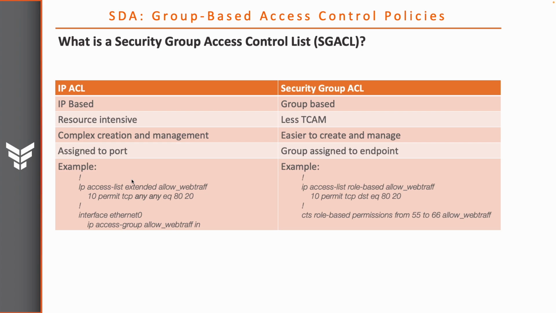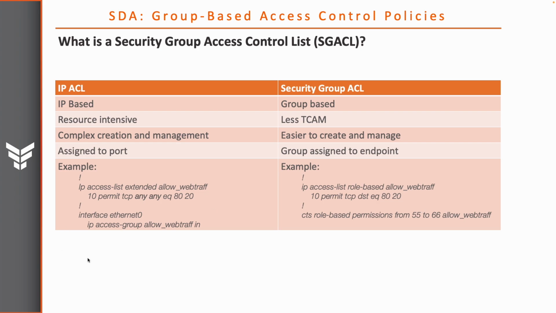IP ACLs get assigned to a port, either on ingress or egress, and the Security Group ACLs are assigned to groups, and the groups have endpoints assigned to them, so they don't directly apply to the endpoints. This allows endpoints to move around, and we don't have to reapply policy to the new port they've connected to.